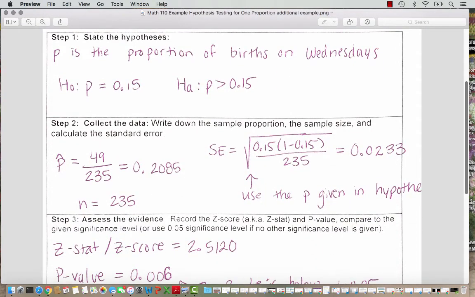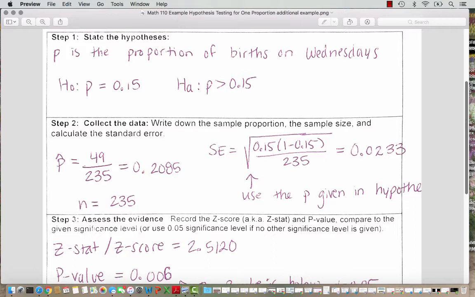So we can calculate the sample proportion. This is using the data from the random sample from the hospital. So our sample proportion P hat is 49 out of 235, where 49 was the number of births that occurred on Wednesday out of 235 births total in that random sample. And then we convert to decimal, and I like to round to 4 decimal places. So that would be 0.2085 as a decimal.